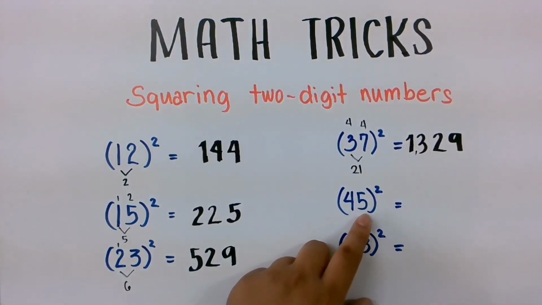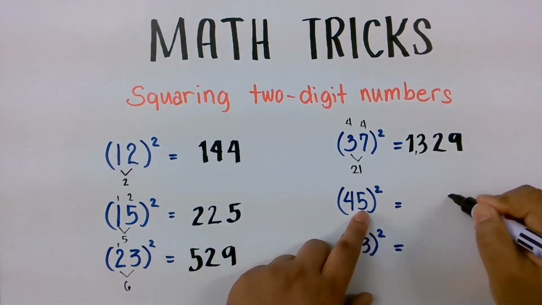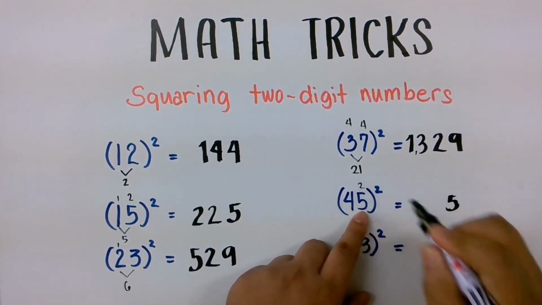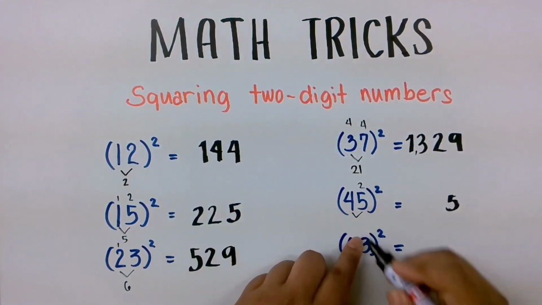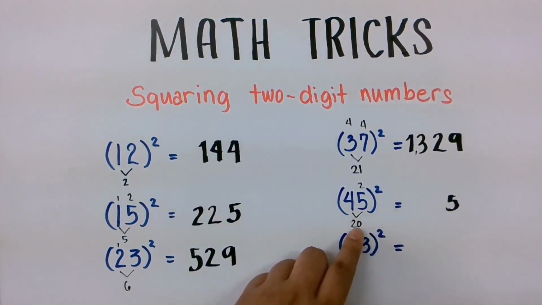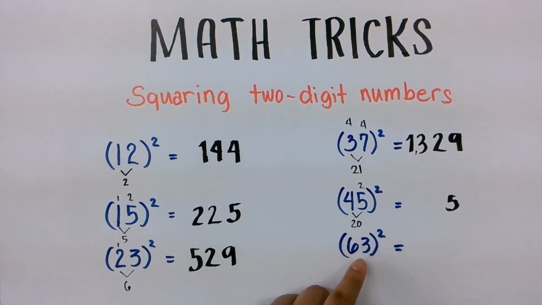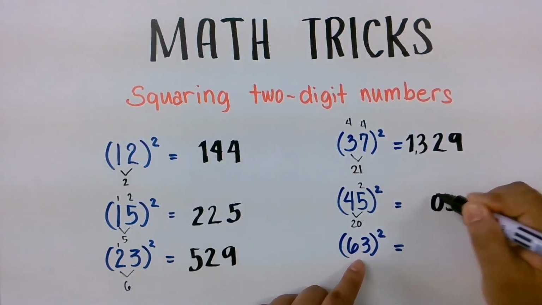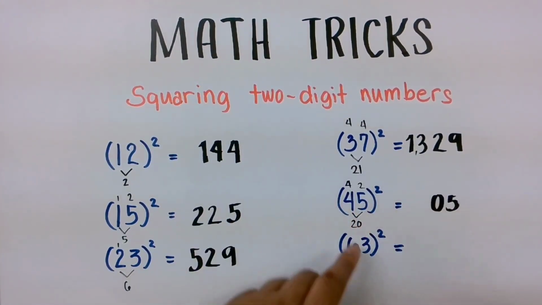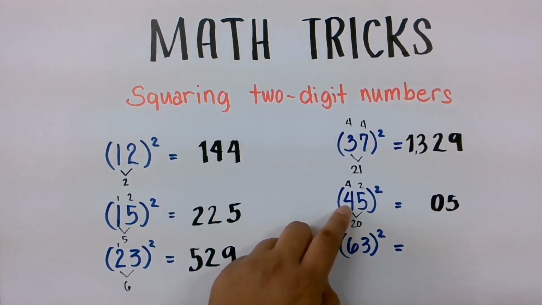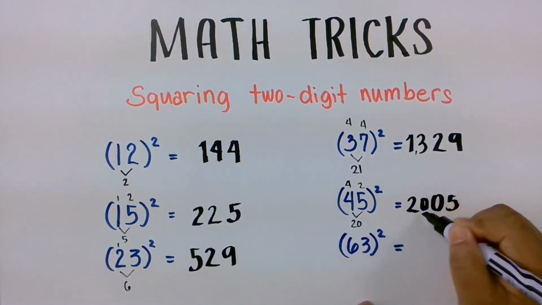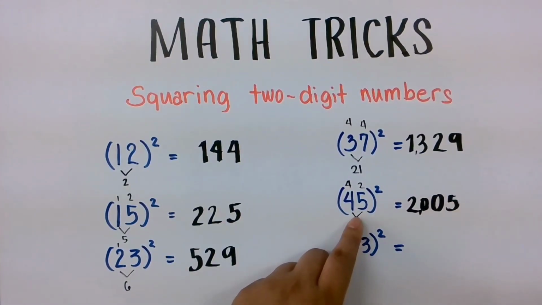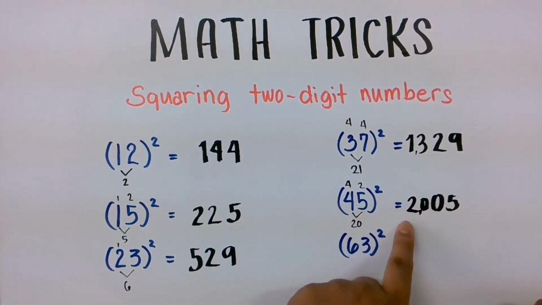Okay? So, how about the 45 squared? So, square natin yung 5. So, that's 25. Carry 2. Okay? Tapos, i-multiply natin silang dalawa. 4 times 5 is 20. Then, 20 times 2 is 40. So, 0 dito. Then, carry 4. Okay? Then, 4 squared is 16 plus 4. 16, 17, 18, 19, 20. Okay. So, therefore, the 45 squared is 2,025.